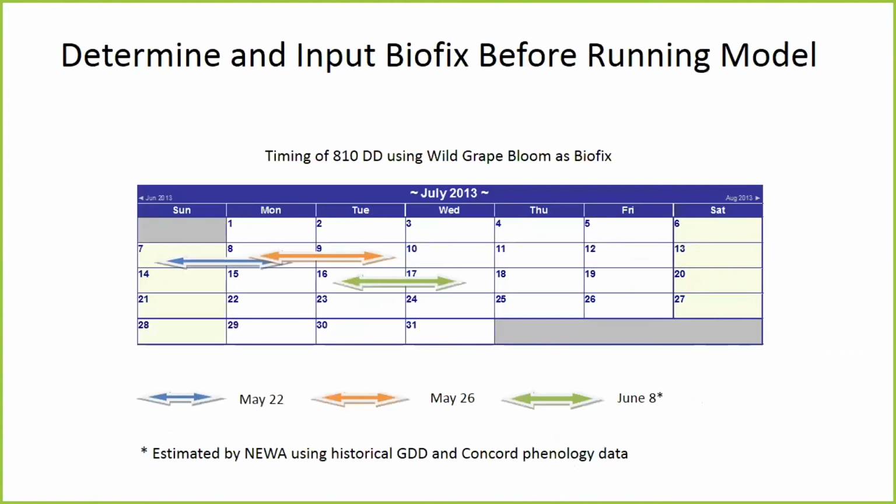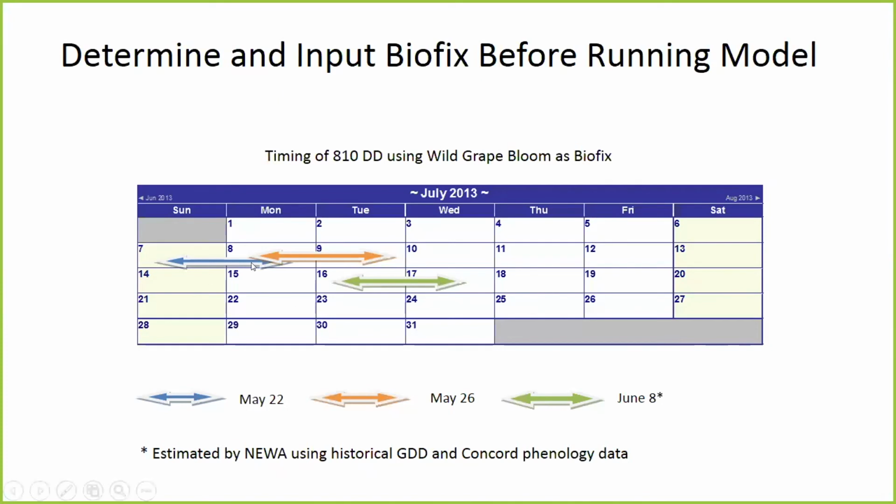I mentioned how important the wild grape bloom date is, the Biofix. This is just an example. In 2013, we had some problems with grape berry moth late season damage. And so working with the growers, we looked at it, and we had May 22nd and May 26th as confirmed wild grape bloom dates in the area. The grower was using the Biofix date that was calculated by NEWA, which was June 8th.